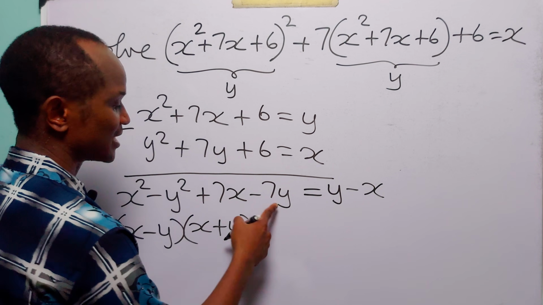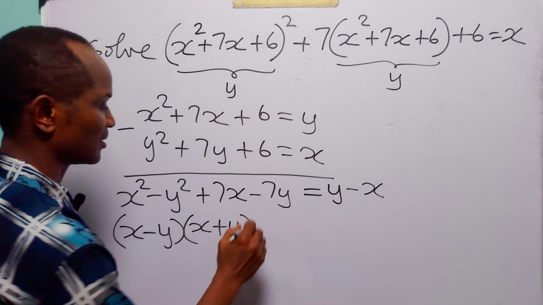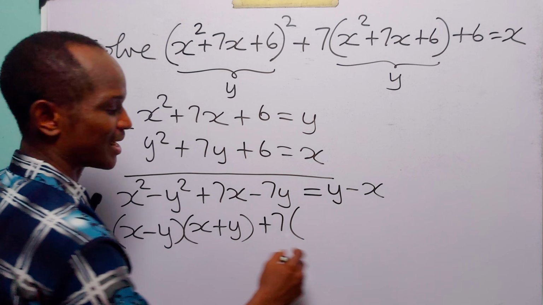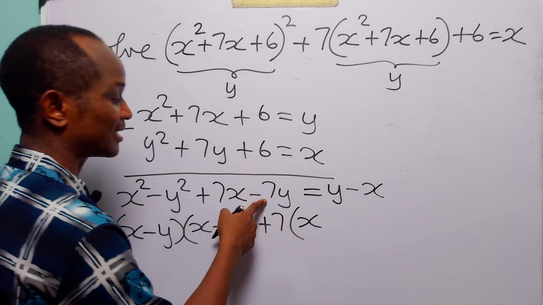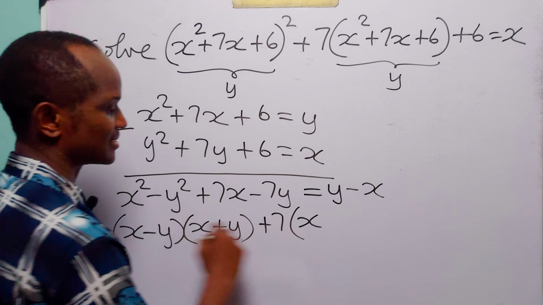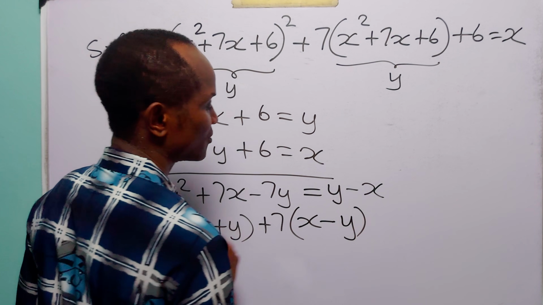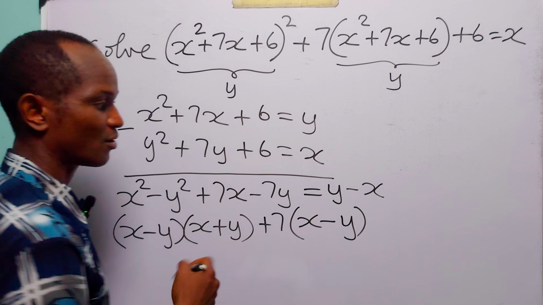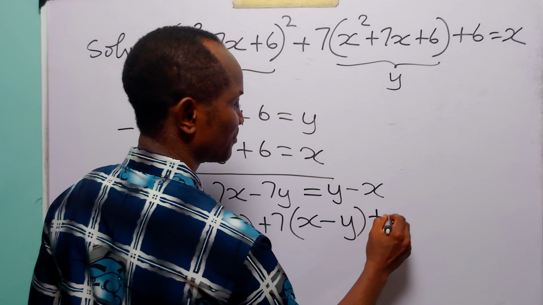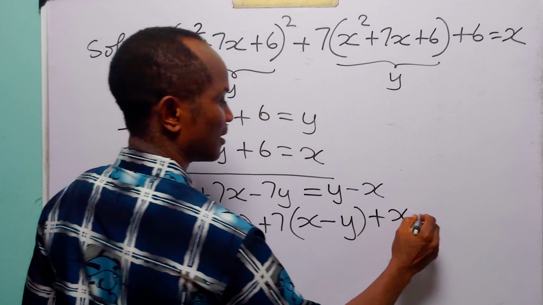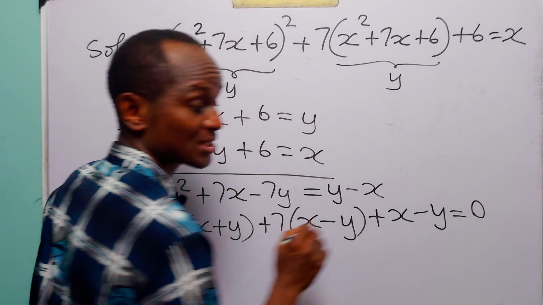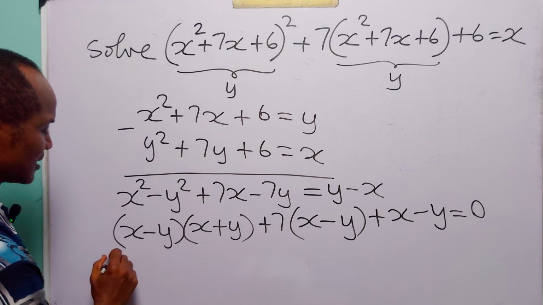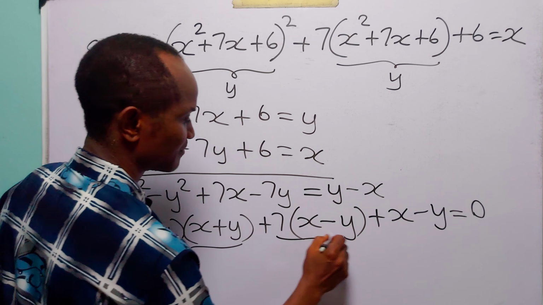When you look at these two terms, you will see a common factor, which is 7. So we have plus 7 into 7x divided by 7 is going to give us x, and minus 7y divided by 7 is going to give us minus y. Now let us move these two terms over to the left-hand side. When we do that, we have plus x and minus y, and of course, we have 0 left on the right-hand side.